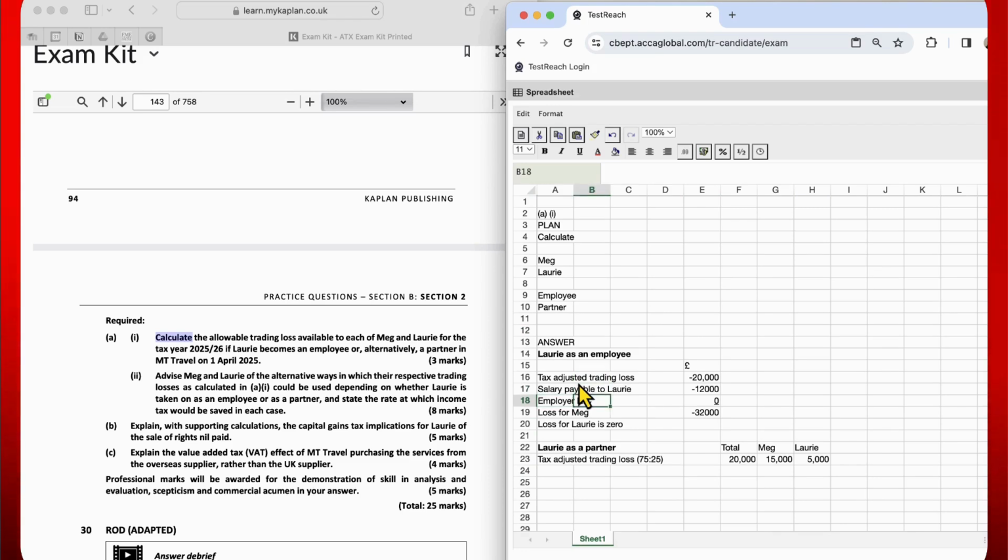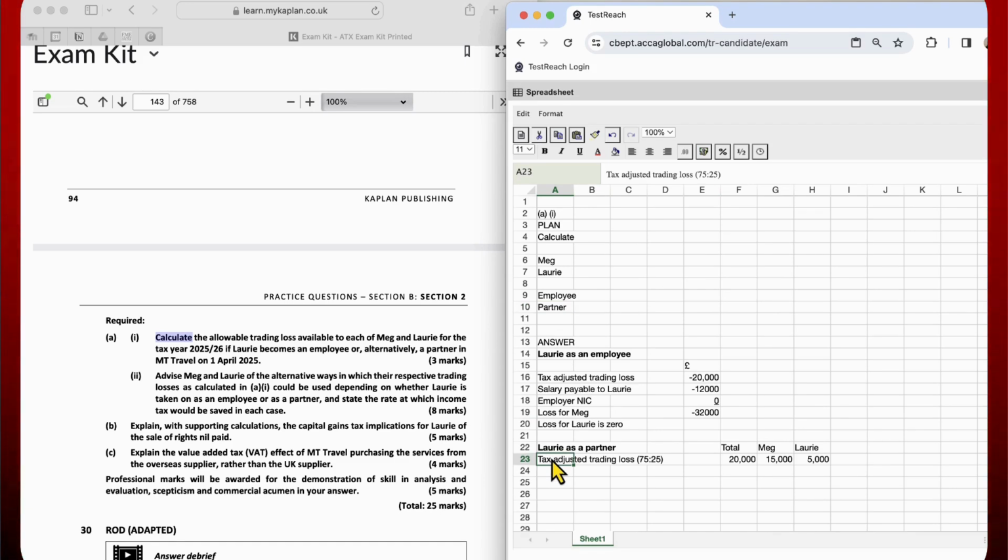Some students would definitely miss out the employer NIC, I'm sure of it. That's half a mark though. Some people might not have mentioned Laurie, getting none of the loss there, but if you had planned out your answer and read that requirement really carefully, you would know I've got to talk about Laurie, even though the answer is 0, I still have to mention it. But I don't need to explain why, and you wouldn't have wasted any time writing big paragraphs of information because you would have spotted it only asked you to calculate.